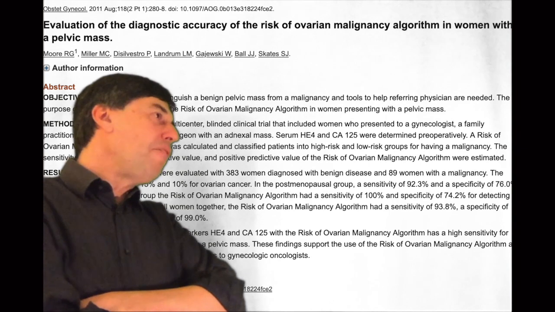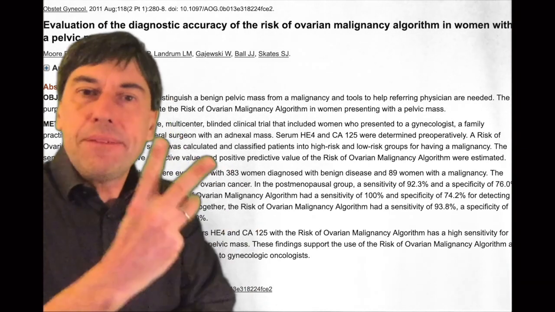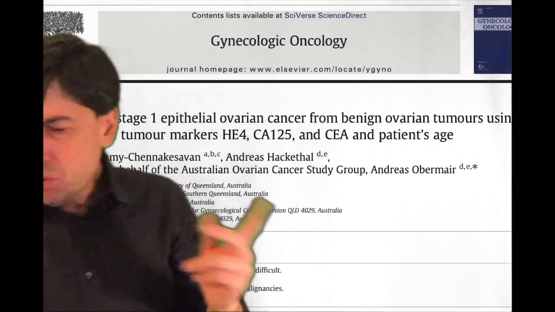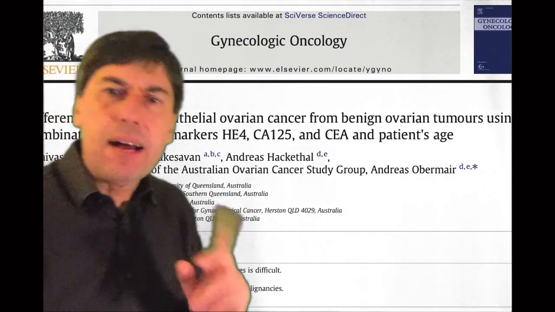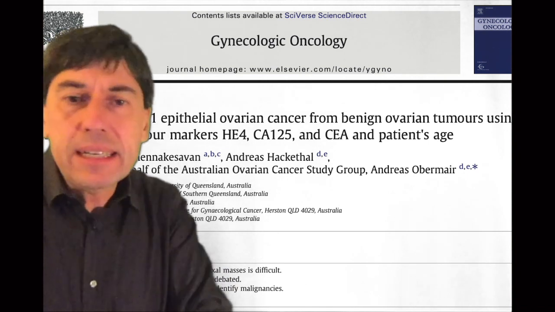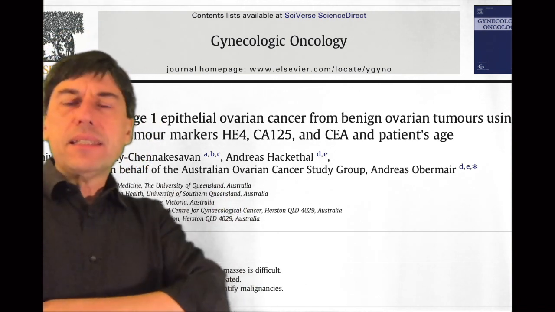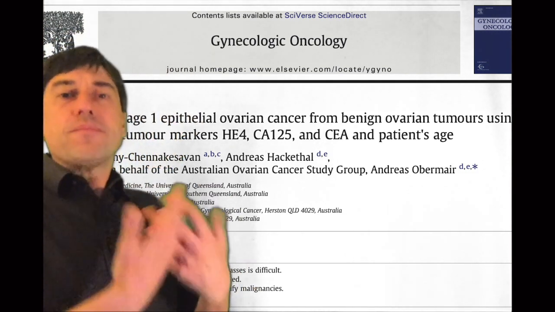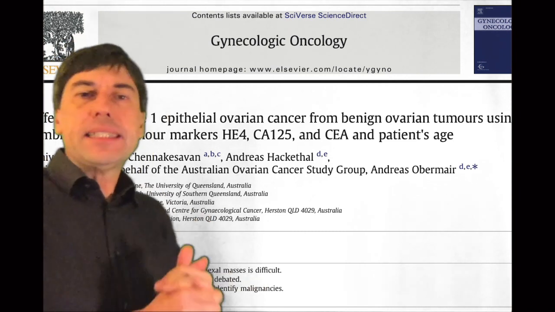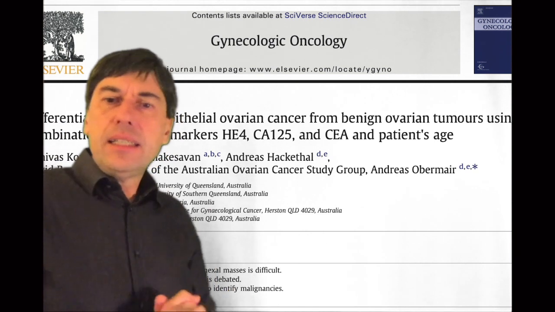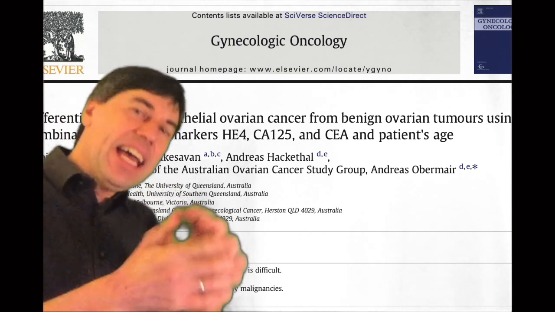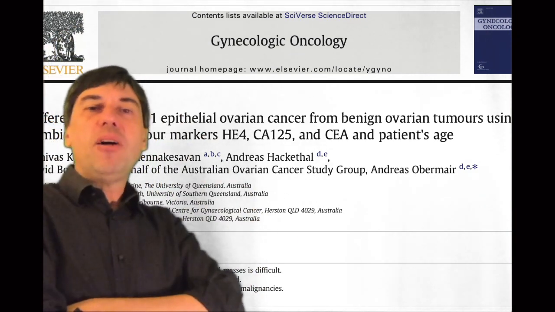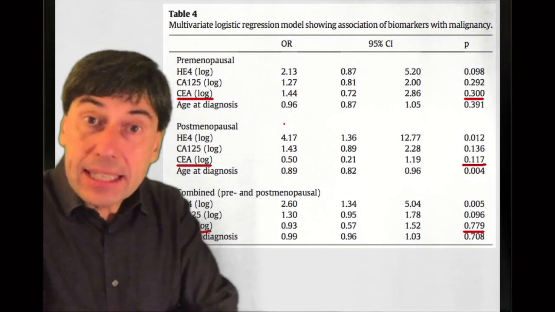After a couple of years, an important paper appeared from a research group from India and Australia. It was 2013, Kondalsamy and Obermeyer, who published the paper on differentiating stage 1, adding more predictors. Besides HE4 and CA125, they added another biomarker, CEA. Never mind the biochemical features of these molecules, and also the patient age.